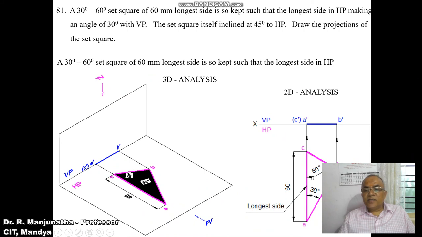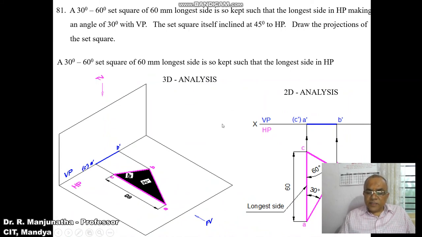Either you can take 60 degrees here or we can take 60 degrees there. There is no hard and fast rule that we have to take 30 here and 60 there. We can do it 60 here and 30 here, so that you will get the 30 degree, 60 degree set square.